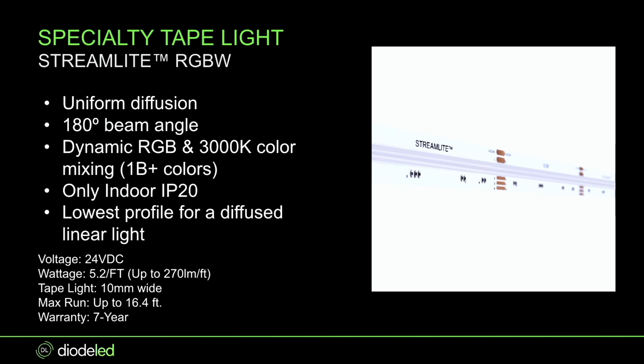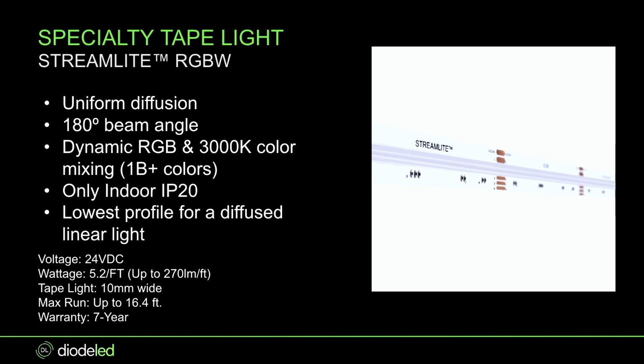Like the tunable white, we usually do this when we come out with a product, right? We want to test the waters with it. So this is only indoor rated as of now. We will be coming out this next year with a wet located version as well. And like everything, very similar specs as all the other STREAMLITE, right? 24 volts, you can get up to about 270 lumens a foot. Just keep in mind that the specs are very, very similar to Valent RGBW.